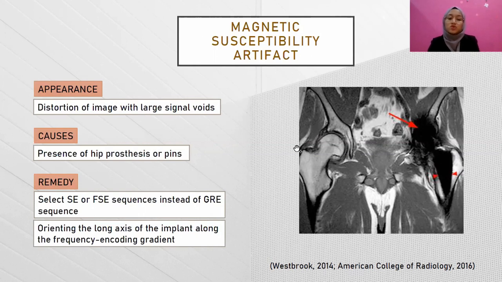It happens due to the presence of hip prosthesis or pins, and we can reduce or prevent this artifact by selecting spin echo or fast spin echo sequence instead of gradient recalled echo GRE sequence. It is because GRE sequence cannot compensate for the magnetic inhomogeneities. Or we can orient the long axis of the implant along the frequency encoding gradient.